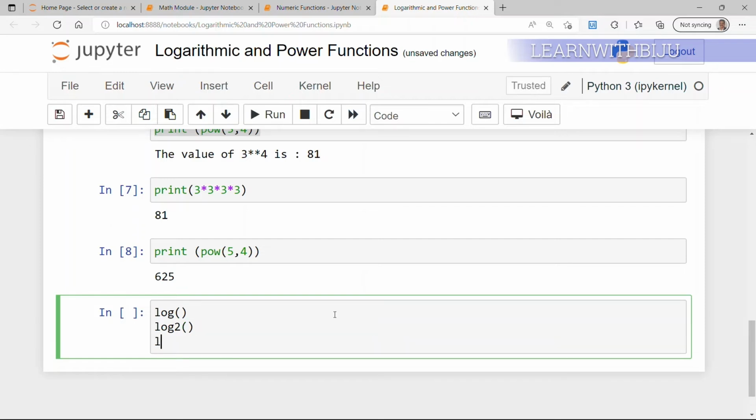Then we have log10 of a. This function computes the value of log a with base 10. This value is more accurate than the value of both log and log2.